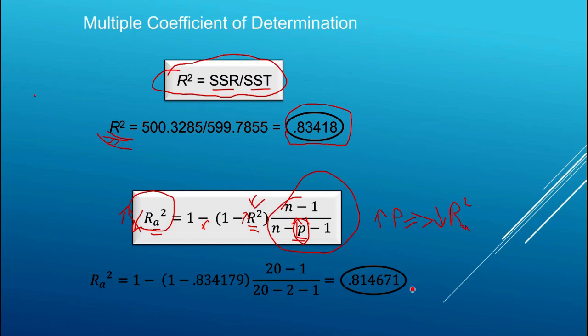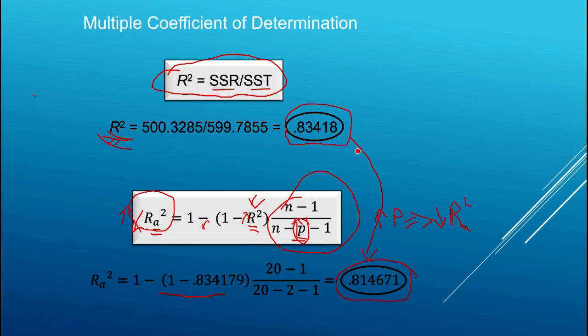So the adjusted r squared, you'll recall from the previous slide, is equal to 0.8146, right? That is a pretty healthy adjusted r squared. Now I'm really not going to compare the 0.8146 to the r squared here.